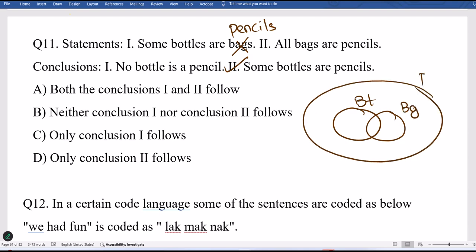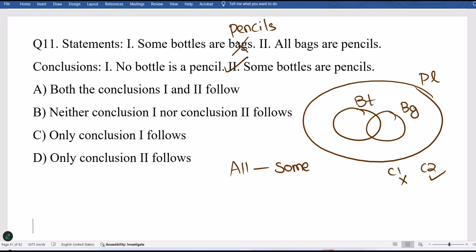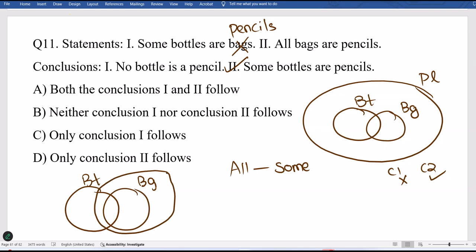Okay, you can see some bottles are bags, all bags are pencils. In this one, your first conclusion fails. Second conclusion, all bottles are pencils also, some can be taken. All is there, we can take some, there is no problem. When all bottles are pencils, some bottles are pencils can be taken. But no bottle is pencil is a problem. Or some people draw this diagram and they conclude some bottles are bags, all bags are pencils. Here first one fails, second one true. Fine, that's what. You draw n number of diagrams, your conclusion must be true in all diagrams.